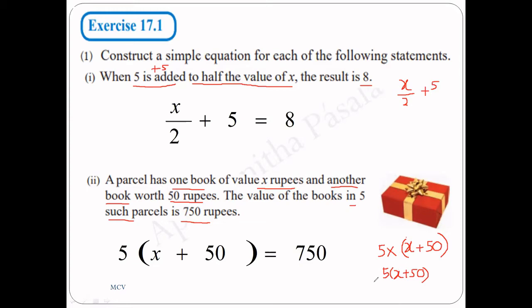750. So you can combine this and this 750 by using the equation sign. So what should be the equation? 5 times x plus 50 equals 750.